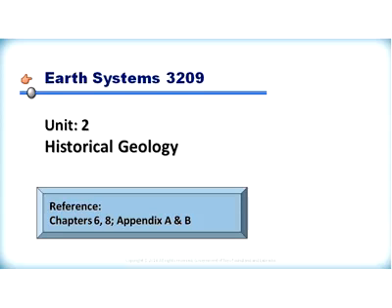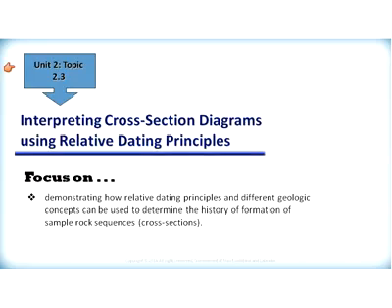Earth Systems 3209, Unit 2, Historical Geology. Text references can be seen in Chapter 6, Chapter 8, Appendix A, and Appendix B. Unit 2, Topic 2.3, Interpreting Cross-Section Diagrams Using Relative Dating Principles.